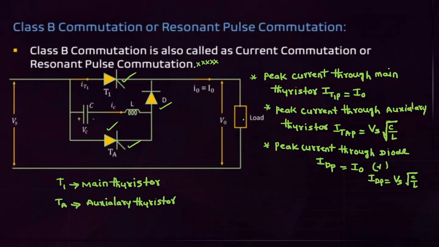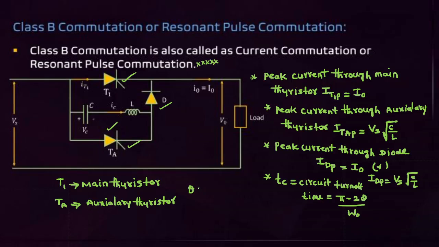One more important formula. What is the circuit turn-off time? The circuit turn-off time TC is equal to (pi minus 2 theta) by omega naught.